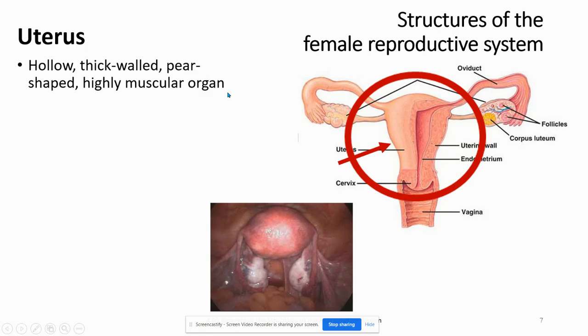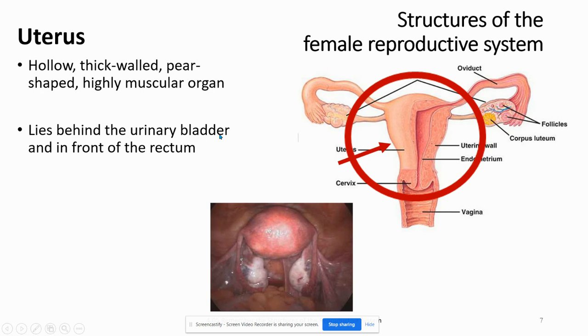Don't look at that. Uterus is hollow, it's empty on the inside. That's how a baby grows there. Thick walled, it's very, very thick muscle, and it's pear shaped, kind of like an upside down pear. It's behind the bladder and in front of the rectum. So if a person's looking this way and you're looking at them from the side, there would be the bladder, then there would be the uterus, and then behind that would be the rectum.